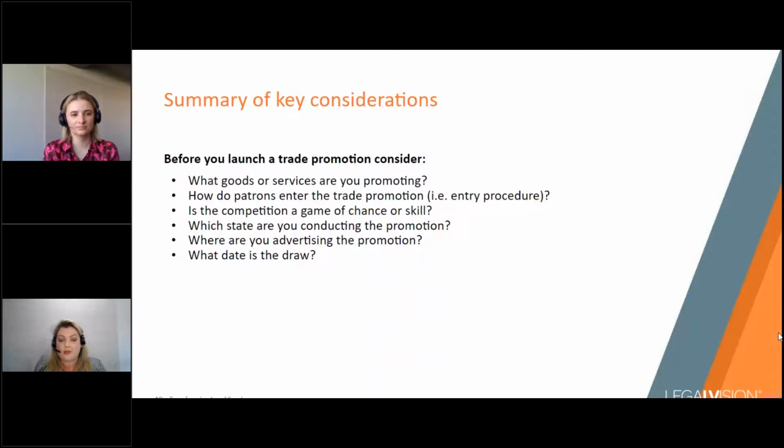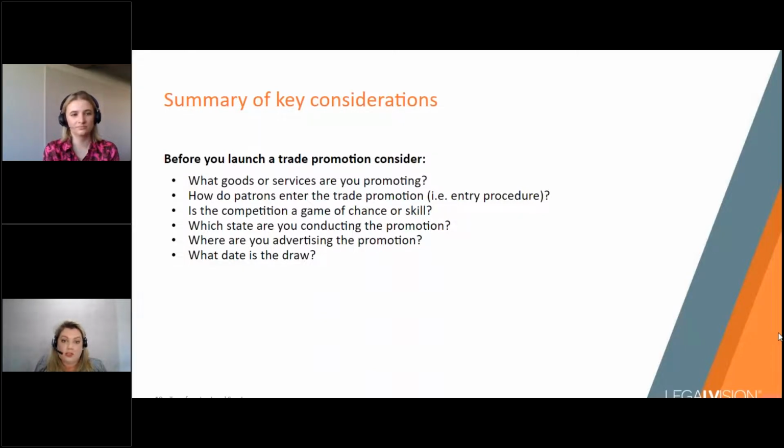Again, this comes back to whether or not you might need permits and how the trade promotion will be regulated. Think about how and where you're going to be conducting the trade promotion. Are you going to be doing something that's local and state-based? But if you're a business that operates nationally, you may require a number of permits in order to run your trade promotion. Think about where you're advertising the promotion and how your advertising links back to the terms and conditions and avoids misleading and deceptive conduct.